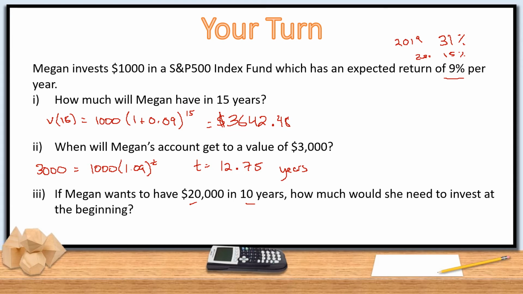she let it ride for 10 years, she would have 20 grand at the end? So we know what the output is, 20,000. We don't know what the initial amount is, so I'm going to call that A. We know the growth rate is 1.09, and we know that we're going to leave it in there for 10 years. So this one is very easy to solve algebraically. We're going to get A on its own, so that means we're going to divide by 1.09 to the power of 10, and that'll leave us with A.